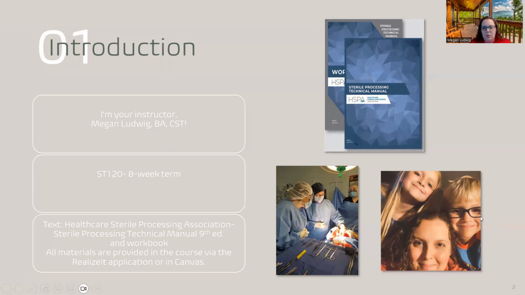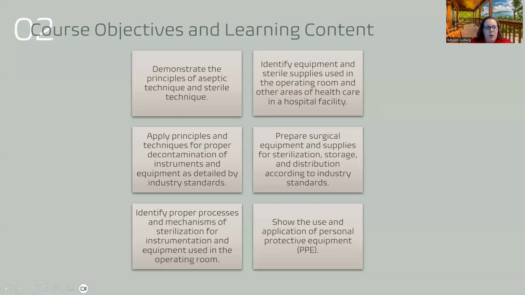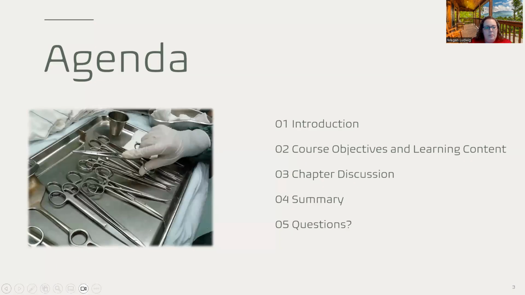These are my two little goobers, my two kids. This is me working. I also teach at my local community college, in-person classes. So this was us in lab one day, using our dummy. A little bit more about me.